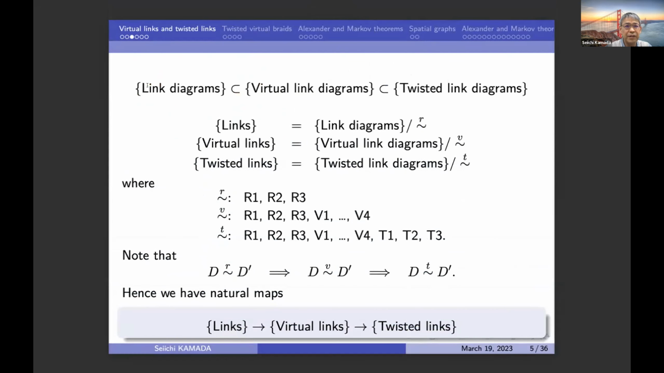So by definition, the classical link diagrams are a subset of virtual link diagrams. And the virtual link diagrams are a subset of twisted link diagrams. And classical links correspond to link diagrams modulo the relation generated by Reidemeister moves. So this equality is the Reidemeister theorem. And the virtual link is, by definition, an equivalence class of diagrams by this relation. And the twisted link is, by definition, twisted link diagrams modulo this equivalence relation.